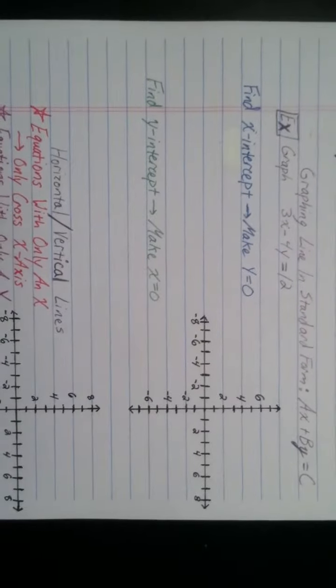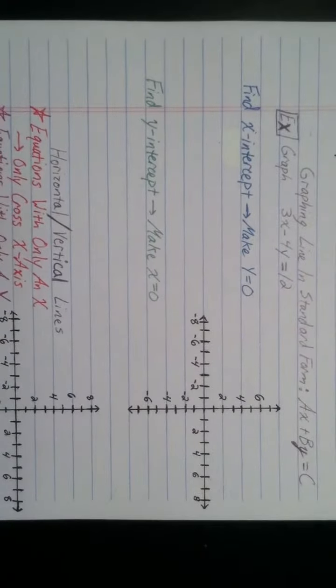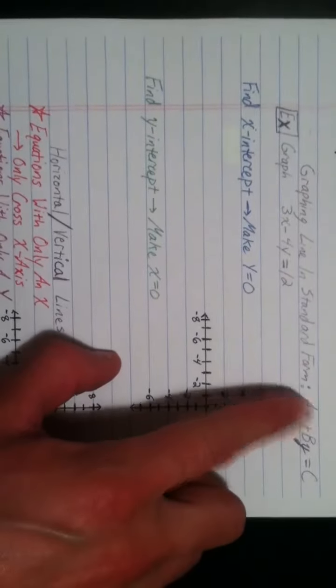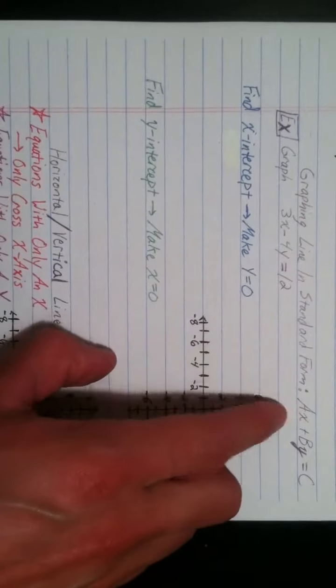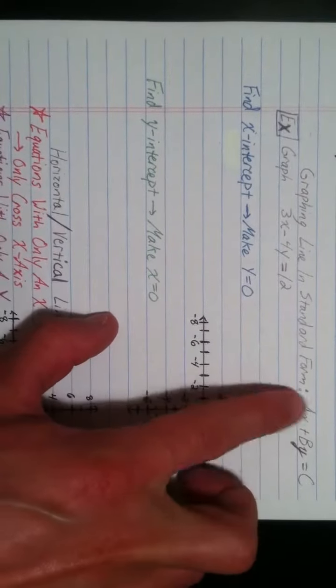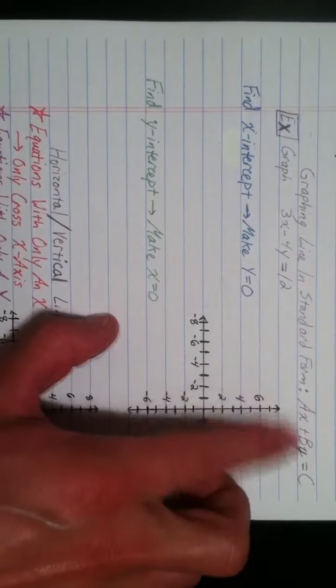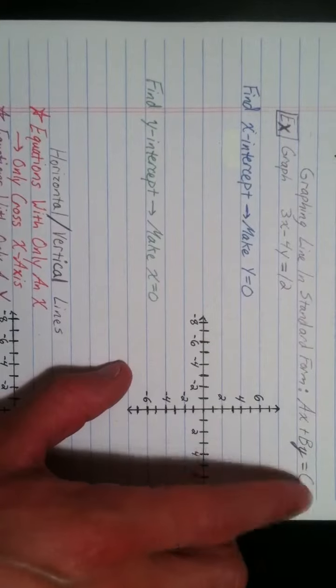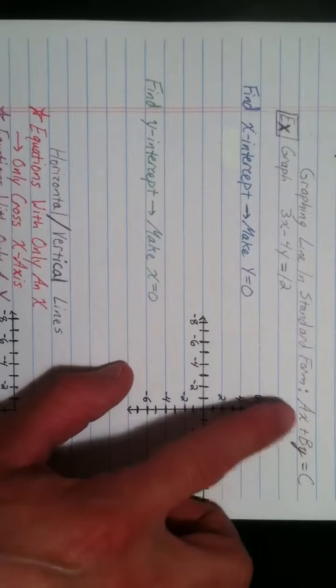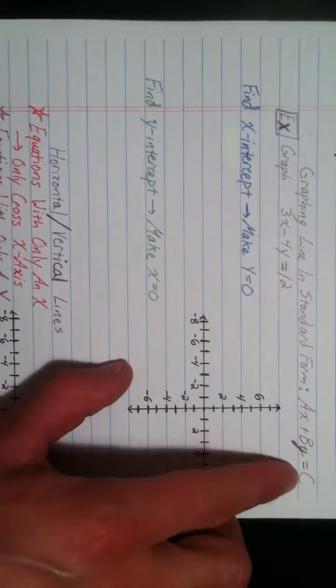For the second part of section 4.1, we're now going to look at graphing lines, and specifically graphing lines when we are given an equation that is in what we call standard form. Standard form is this right here, when we have an x and y term both on the same side of the equal sign, and then some number by itself on the other side of the equal sign. That's what this ax plus by equals c means.